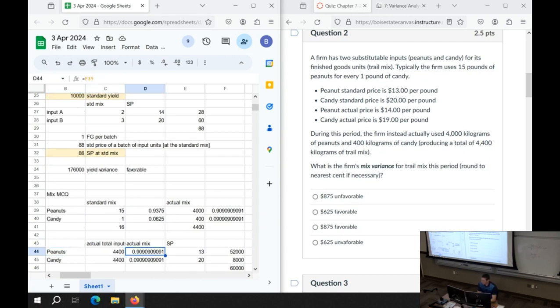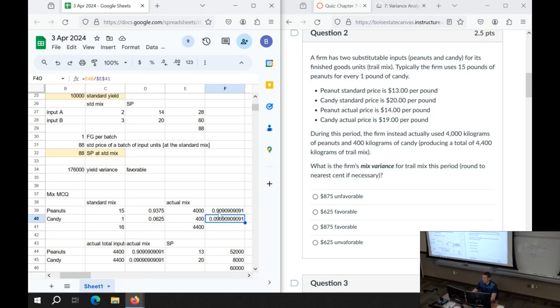Well, I'm doing an extra step ultimately. Let me try and answer that by circumventing. We could collapse these two into just putting in the actual amounts, and we end up with the same number, 4,000 and 400. So our actual peanuts is 4,000 times the standard price 13 gives us this. Our actual candy is 400 times the standard price 20 gives us this. And it's the same number as when we had it all spaced out with this ratio. So I don't know if that helps answer your question.